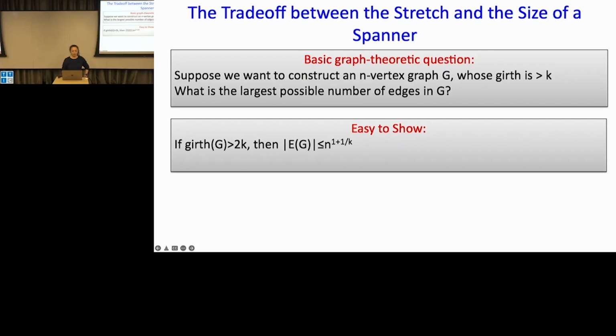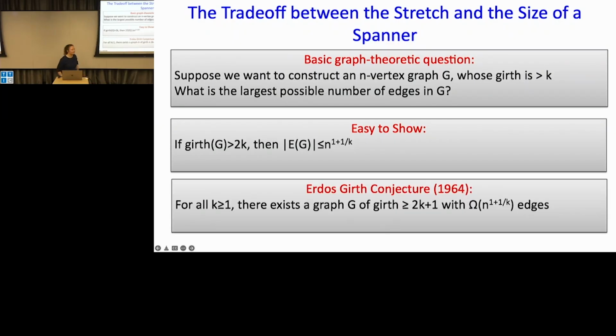Okay, so we have one bound from one side of this, m of k. What about the other side? There is a really famous Erdős girth conjecture from 1964 that basically says that this bound is essentially tight. It says that for every k, there is a graph whose girth is at least 2k plus 1 with basically this number of edges. It's a really big open problem in graph theory to prove or disprove this conjecture. It has been open for over 60 years.